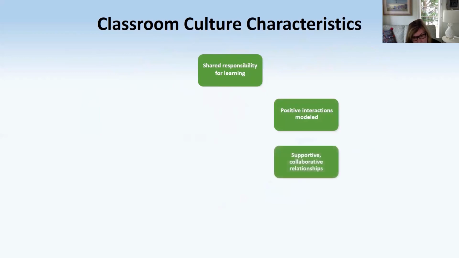The next one is the idea of supportive collaborative relationships. We want students to be learning with and from each other, and we want students to be willing to express their ideas and their own thinking, no matter at what stage of development the thinking is. We cannot have students who are afraid or fearful of sharing where they are in their thinking with the teacher or with their peers. So this idea of supportive collaboration is also essential.